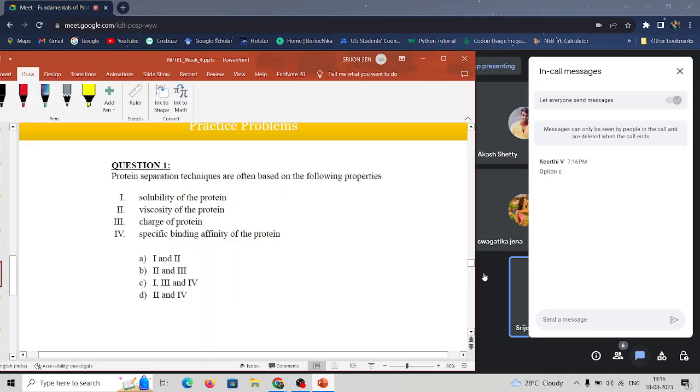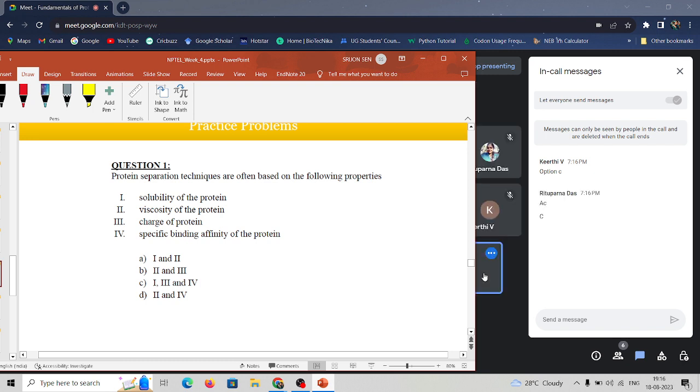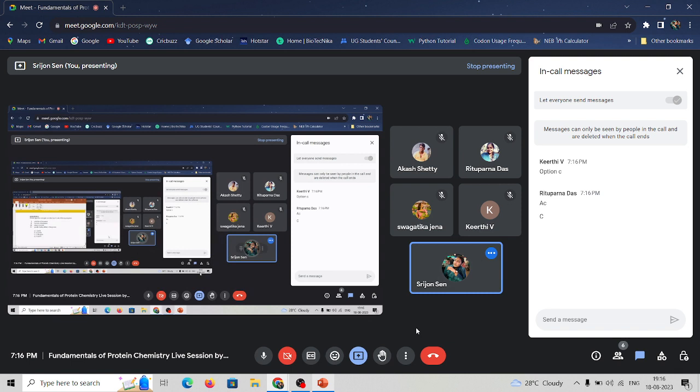Okay. So the first option says solubility of the protein, which is important. The next one, the charge of the protein, we also saw that property is very important. So 1 and 3 are correct. Where 1 and 3 are there, number 4 is also there. So specific binding affinity of the protein is also very important. But protein separation techniques do not include the viscosity of the protein. Therefore option C is the correct answer.